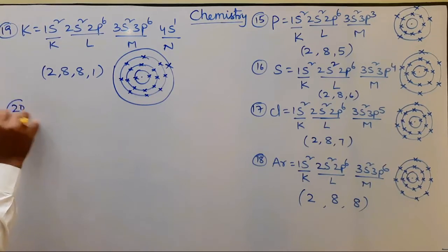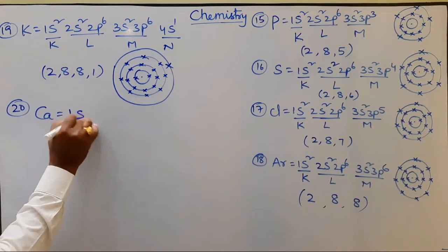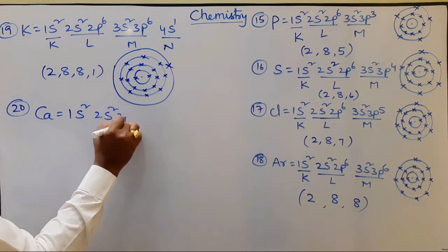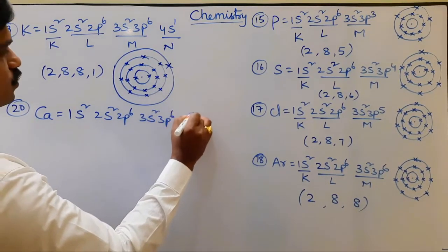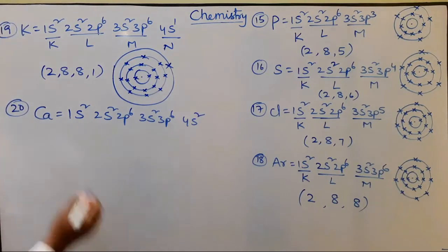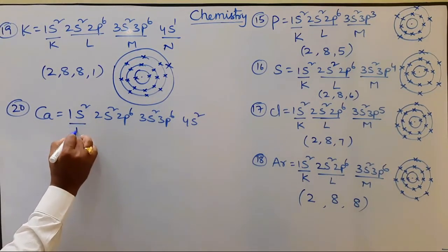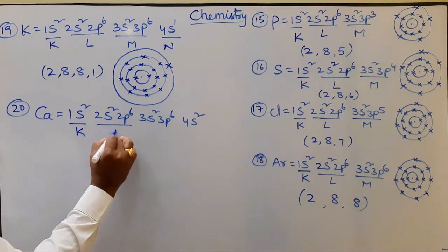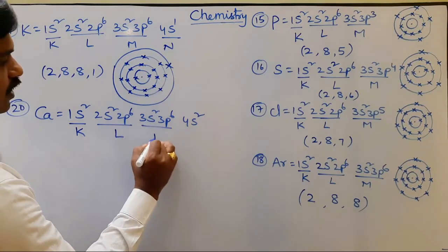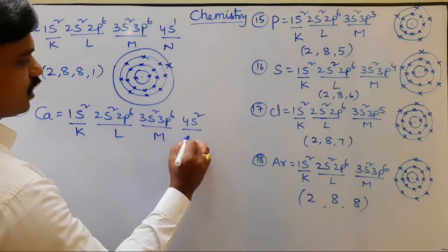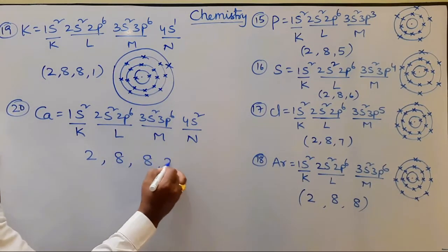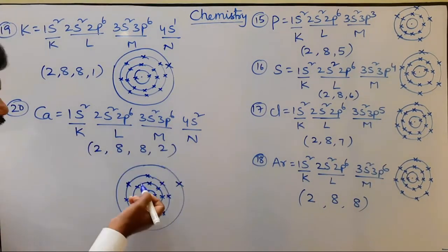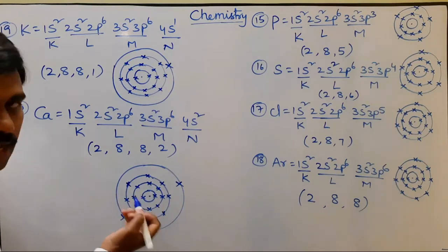And the 20th is calcium. Calcium's atomic number is 20. Its electronic configuration is 1s2, 2s2, 2p6, 3s2, 3p6, 4s2. So the K shell has 2 electrons, the L shell has 8 electrons, the M shell also has 8 electrons and the N shell has 2 electrons. So its shortcut electronic configuration is 2, 8, 8 and also 2. This is the geometrical representation of calcium.